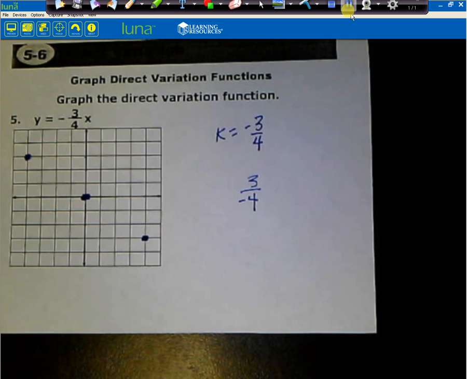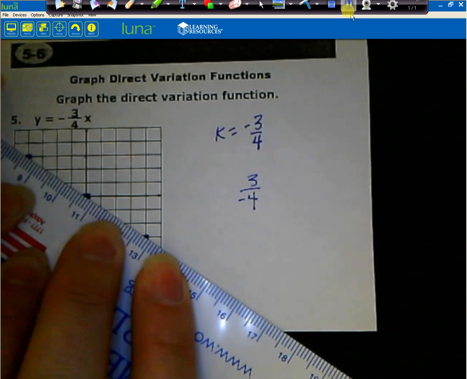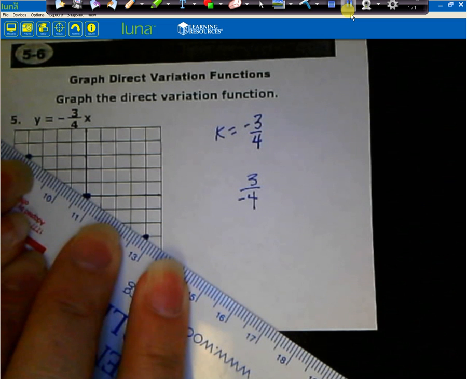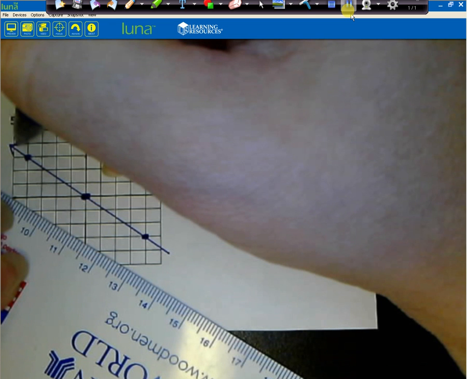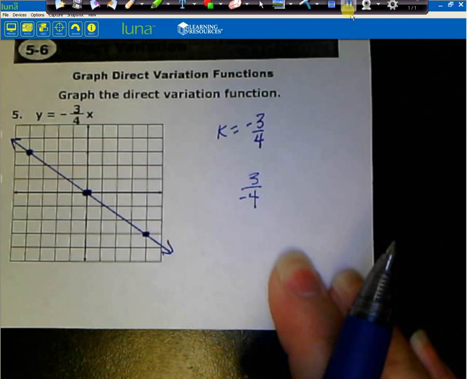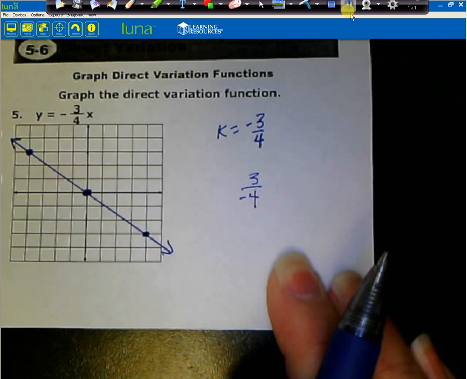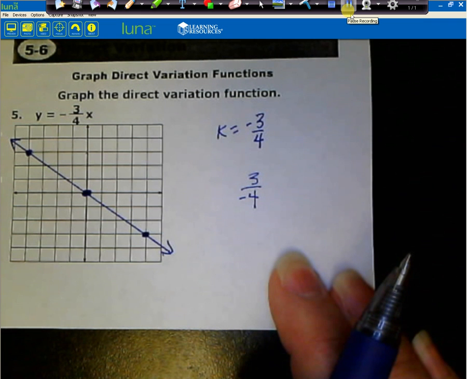Now I'm going to connect my dots by drawing a line that passes through all 3 of them. And you should do the same thing on your own paper. And that is the graph for the direct variation function y equals negative 3/4 x. Please make sure that you have all of that down before you move on.